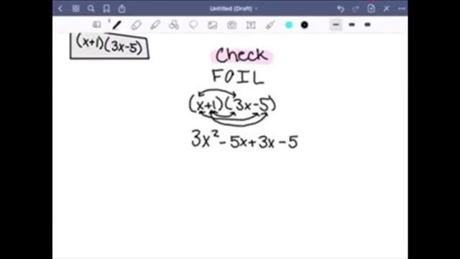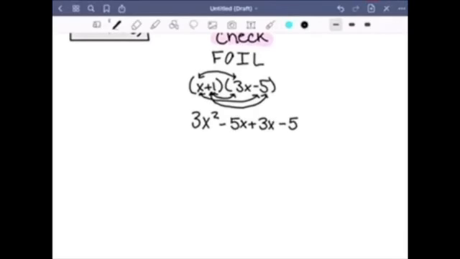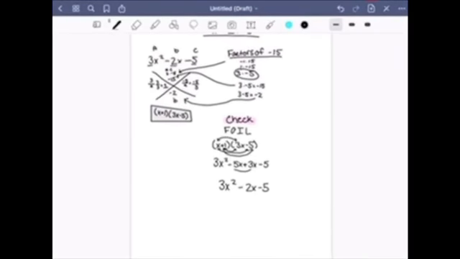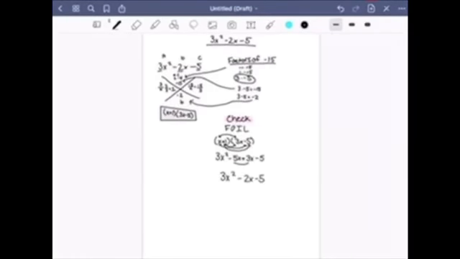So as you can tell, in the middle we have like terms. So in this case, we are going to add them. So negative 5x plus 3x is negative 2x. And the 3x squared will stay the same in the beginning because there are no like terms. And we got 3x squared minus 2x minus 5. And that is the same as what we started with. So once you know that you have the same and you know what you're doing, you're done.